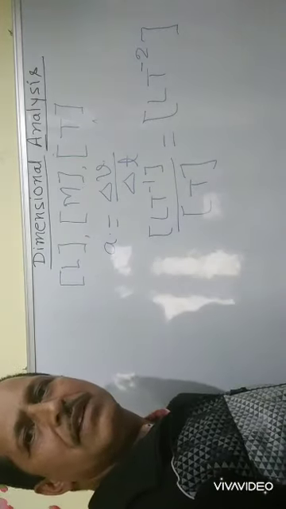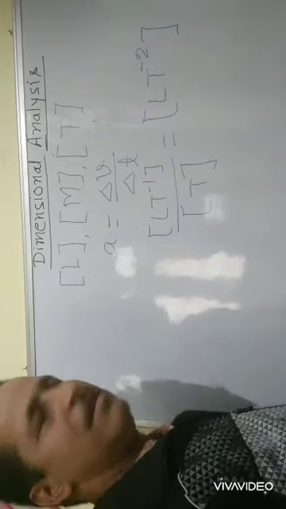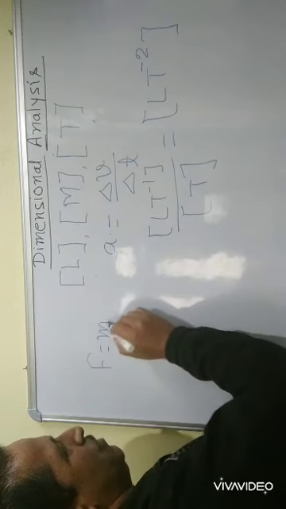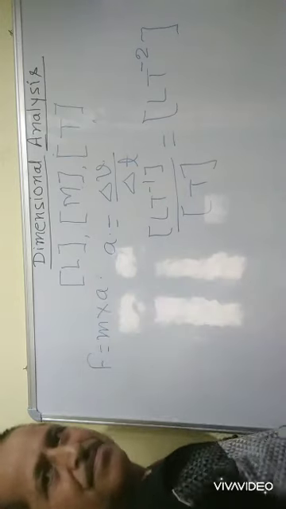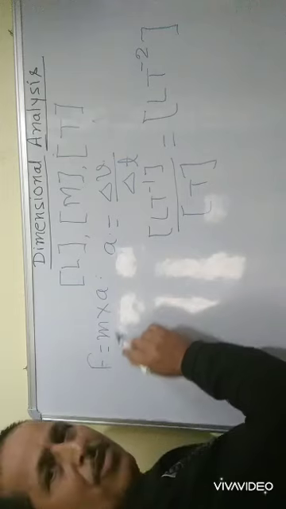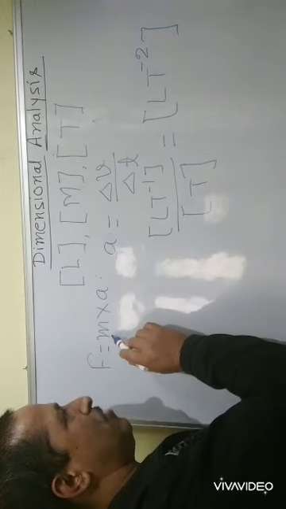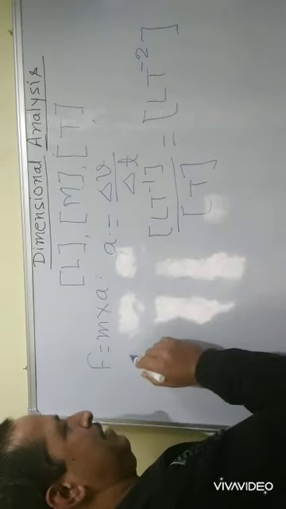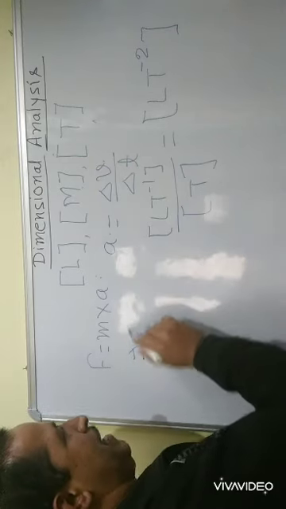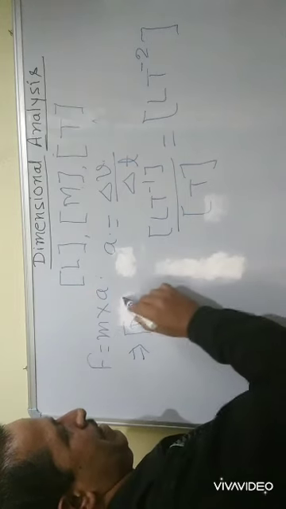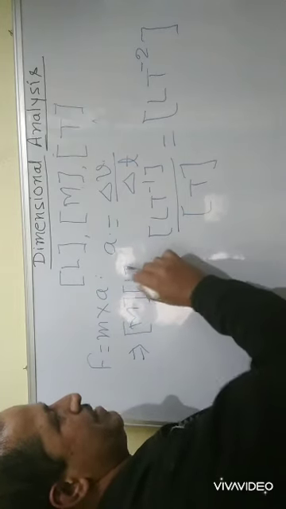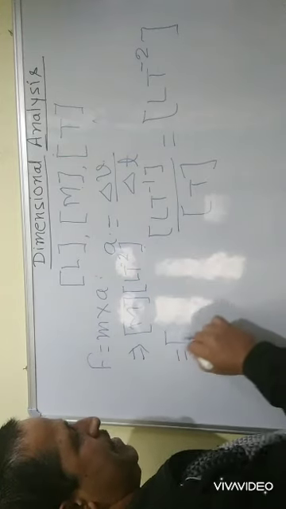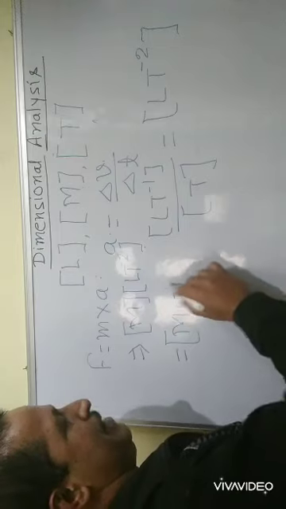Let us now see the dimensional formula for force. We know that force F is equal to mass into acceleration. So the dimensional formula of force will be dimensions of mass multiplied by dimensional formula of acceleration, that is M L T minus 2. So the dimensional formula for force is M L T minus 2.